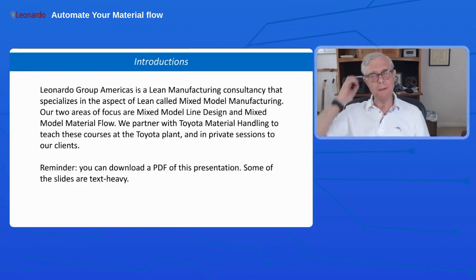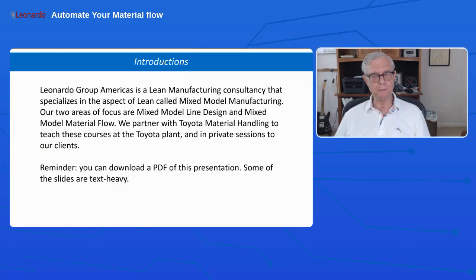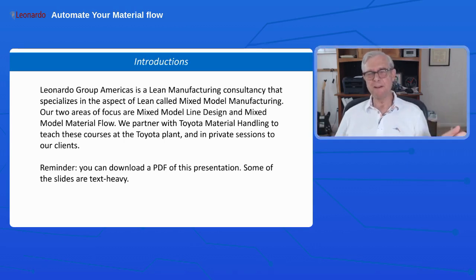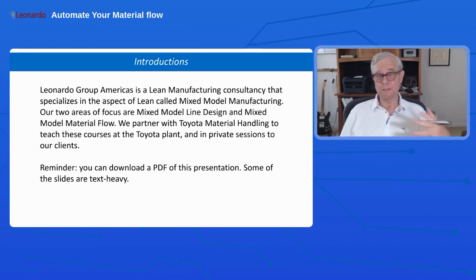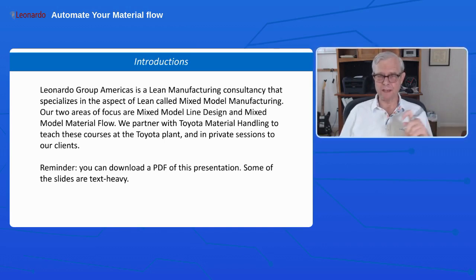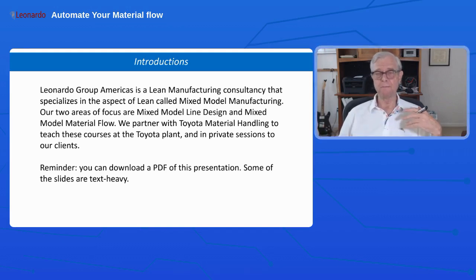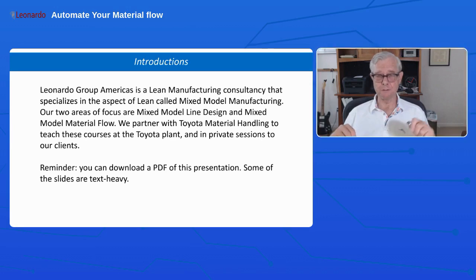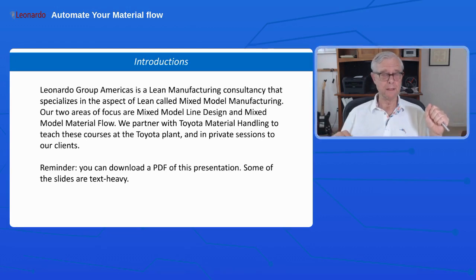Let me introduce myself. My name is Richard Rahn. I'm a principal at the Leonardo Group Americas. I like to think of ourselves as kind of a boutique lean manufacturing consulting company in the sense that we specialize in what we call mixed model manufacturing. So companies that have discrete products that are similar but different, and they're built on the same production lines. And so if you don't do that properly, then you're going to run into issues with productivity, with inventory, a lot of issues. So that's what we work with our clients on, how to do that properly.